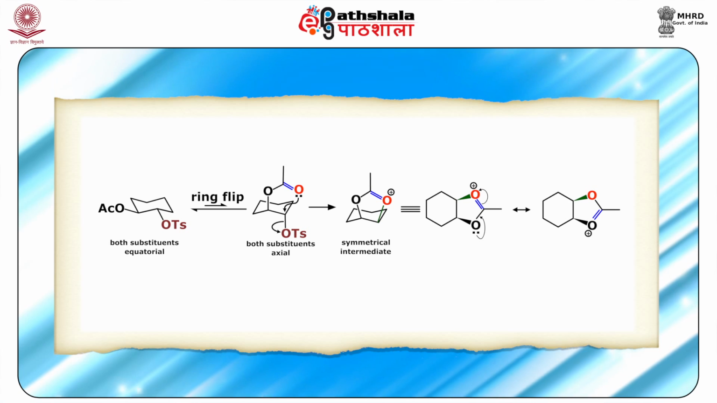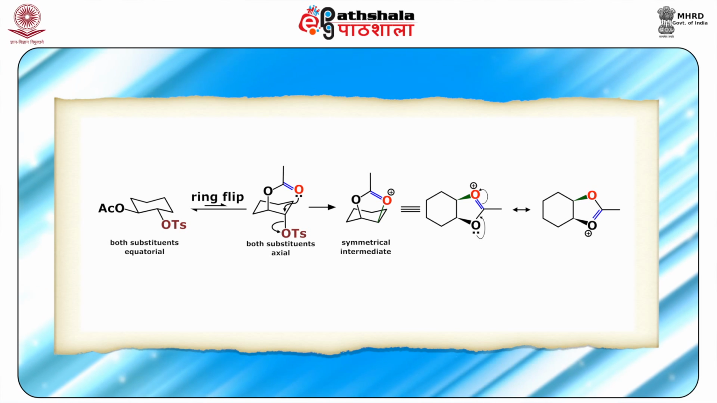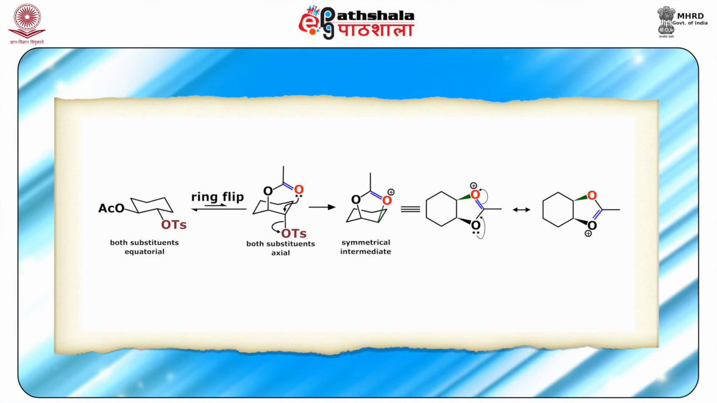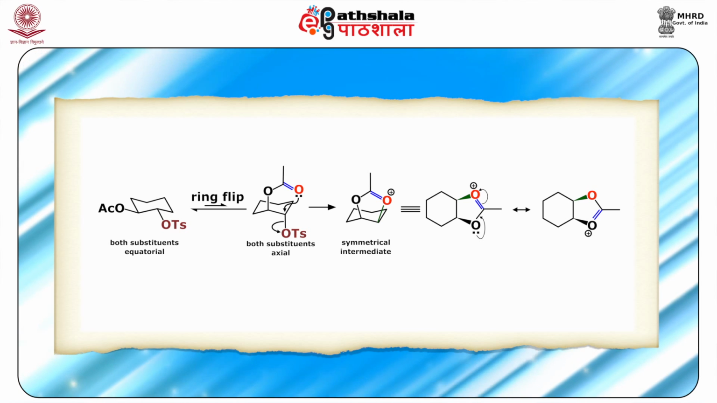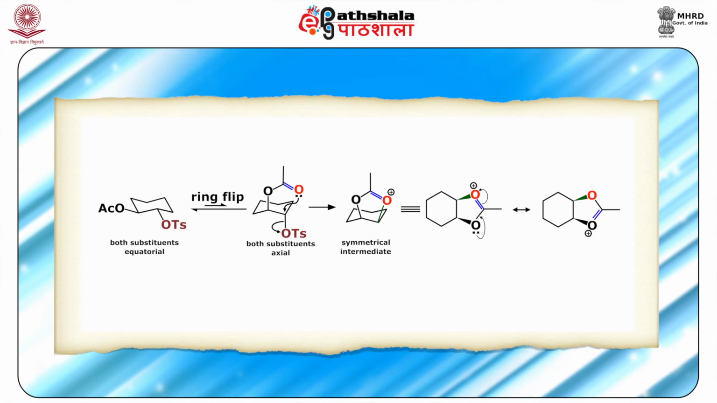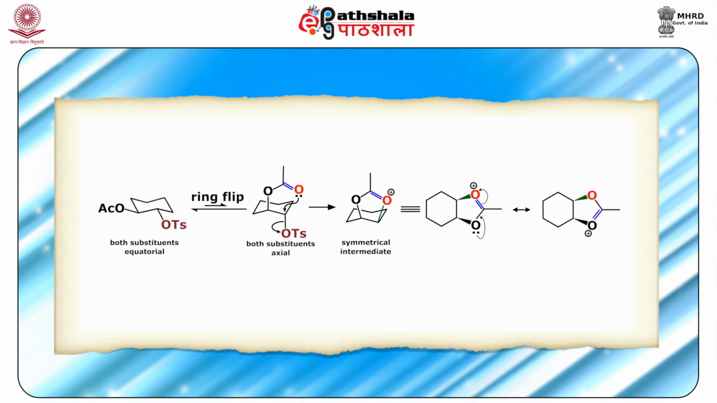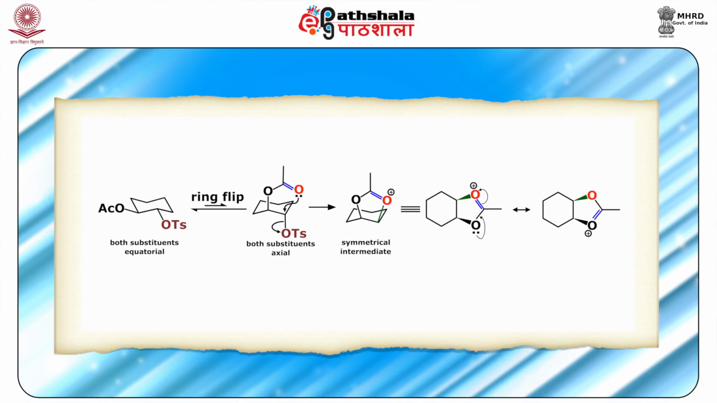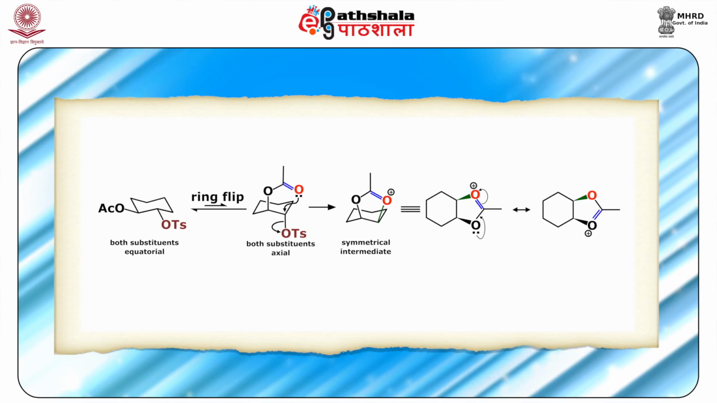group is so positioned that this O can attack on this carbon and lead to the removal of OTs, and then it leads to the symmetrical intermediate, and this is further resonance stabilized, as shown here. This will then be further attacked by OAc, leading to the retention of the stereochemistry via this anchimeric assistance.